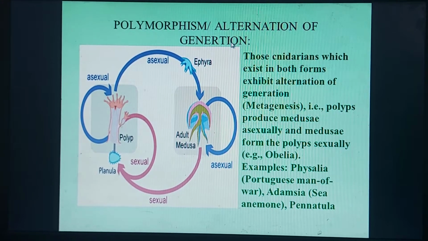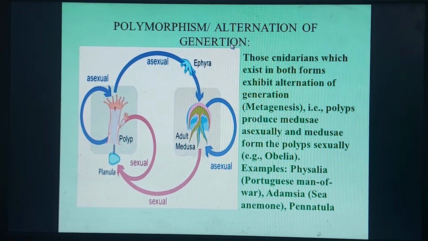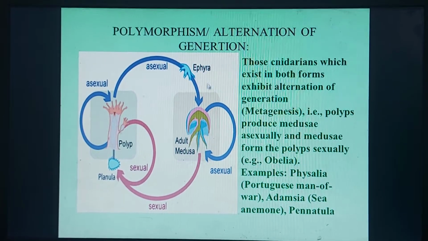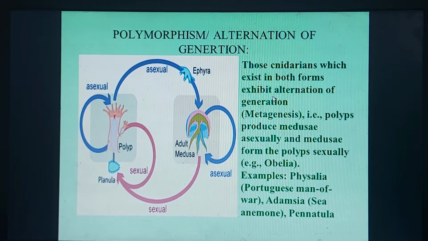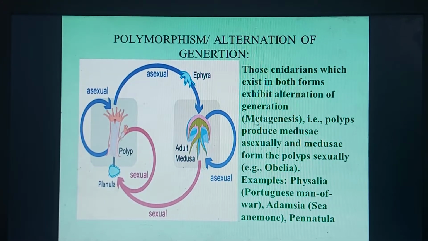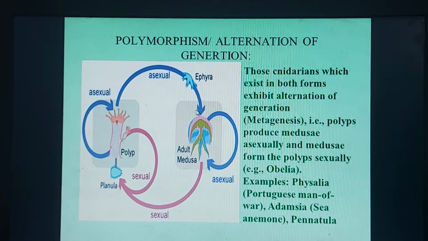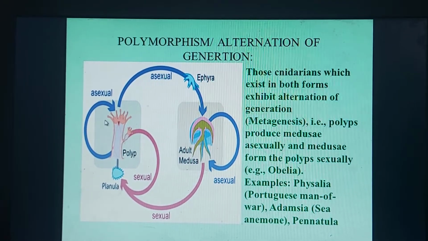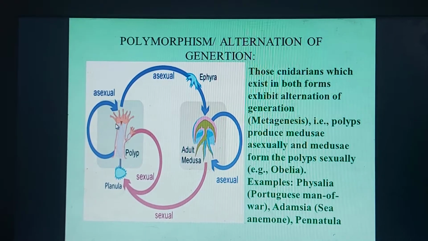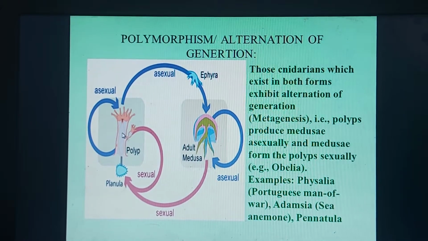Alternation of generation means once it is showing the haploid and then it is showing the diploid organism. Fine. Then these organisms which exhibit this alternation of generation, this is called metagenesis. So you can see with the help of this diagram, there are two alternate stages. This is the polyp, this is the medusa. For example, your hydra is there.